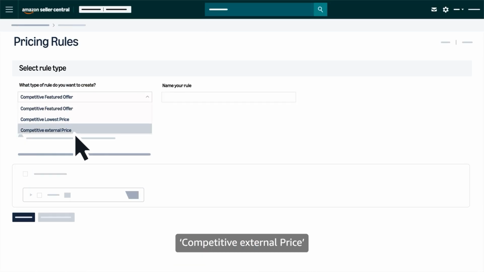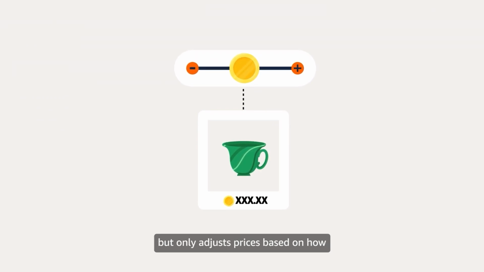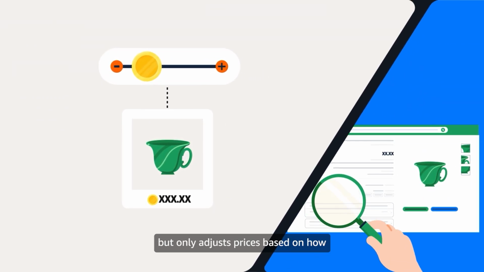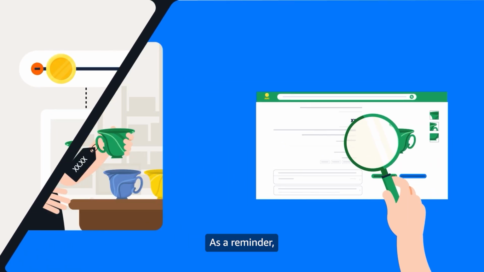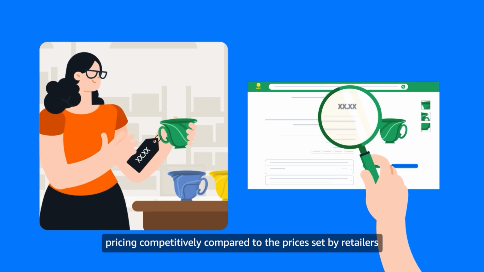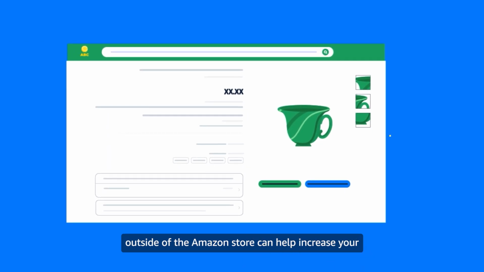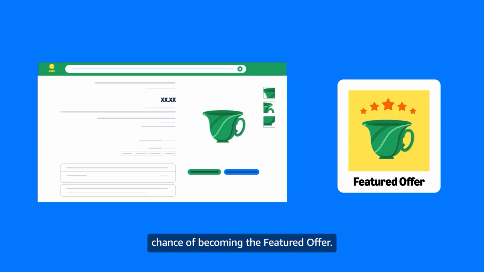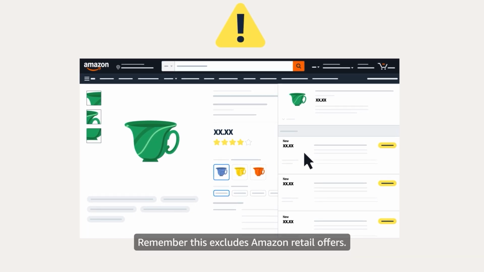Competitive External Price is like the featured offer and lowest price rules, but only adjusts prices based on how retailers outside of Amazon price the product. As a reminder, pricing competitively compared to the prices set by retailers outside of the Amazon store can help increase your chance of becoming the featured offer. Remember, this excludes Amazon retail offers.